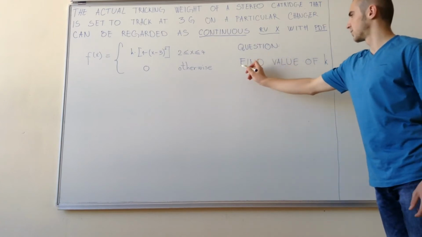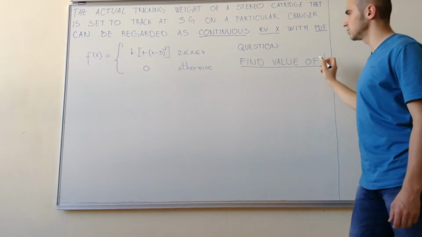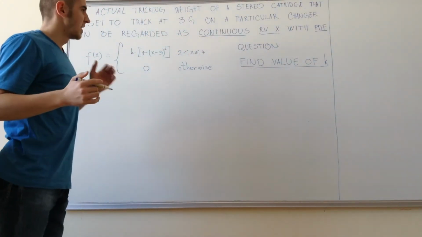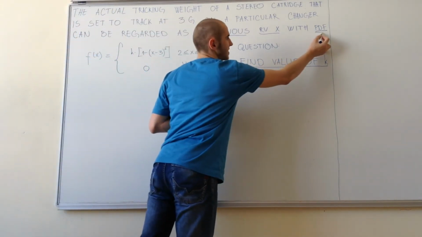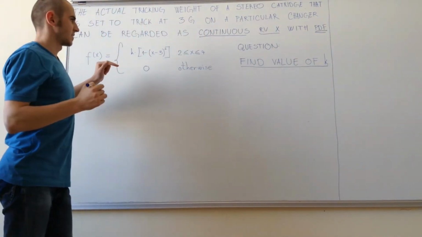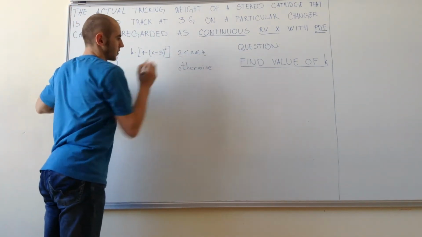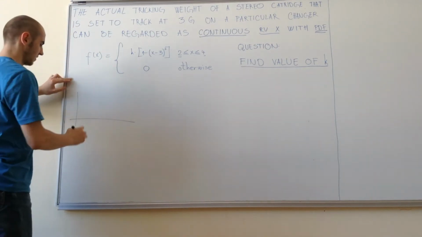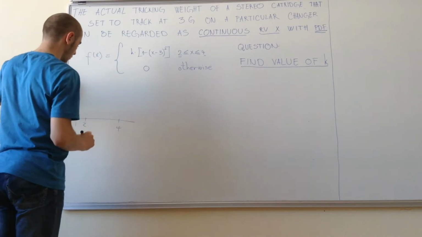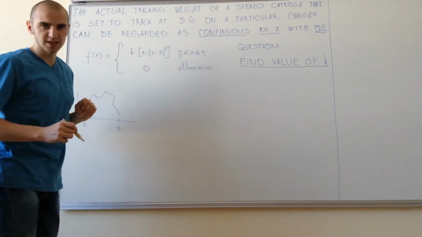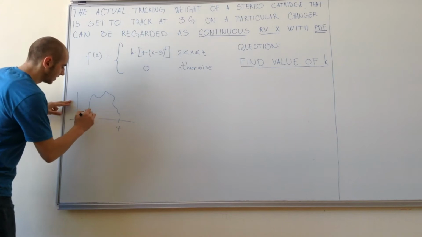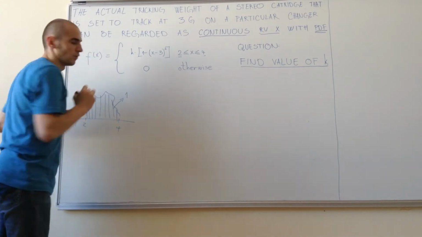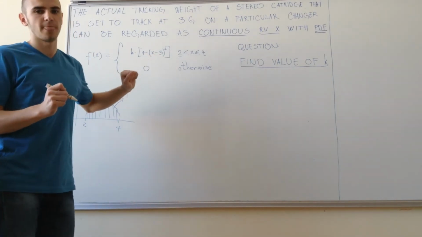So, the first question for us is to find the value of this k here. So, how do we do this? Since this is a probability density function, with the limits of 2 and 4, if we put it on a graph, and imagine that this is 2 and this is 4, and this is this function, that means that the area under this curve has to be equal to 1 if this is a valid probability density function.